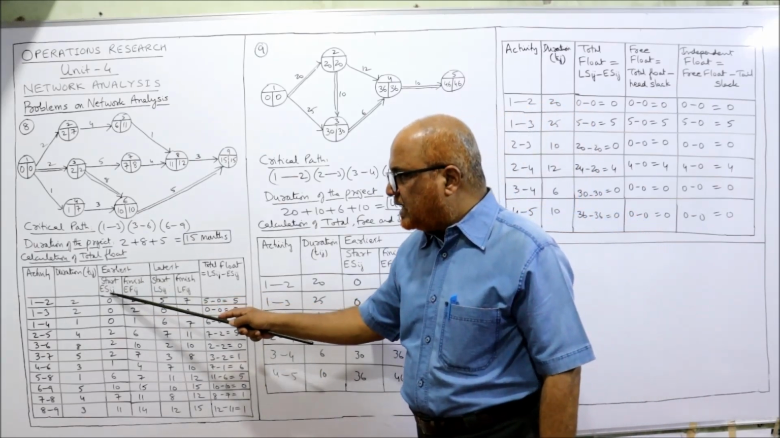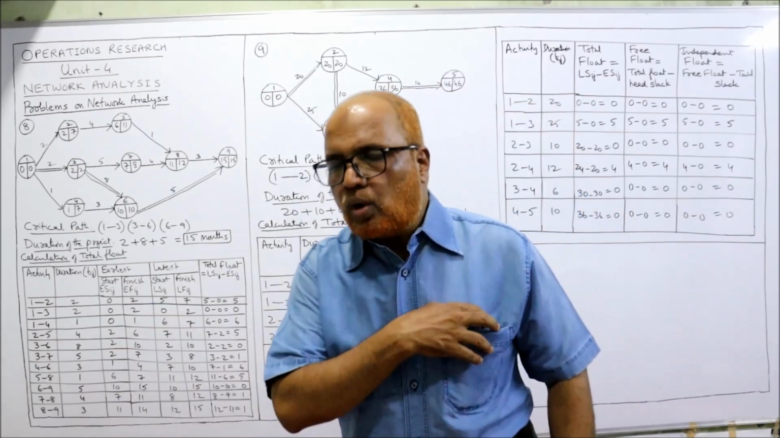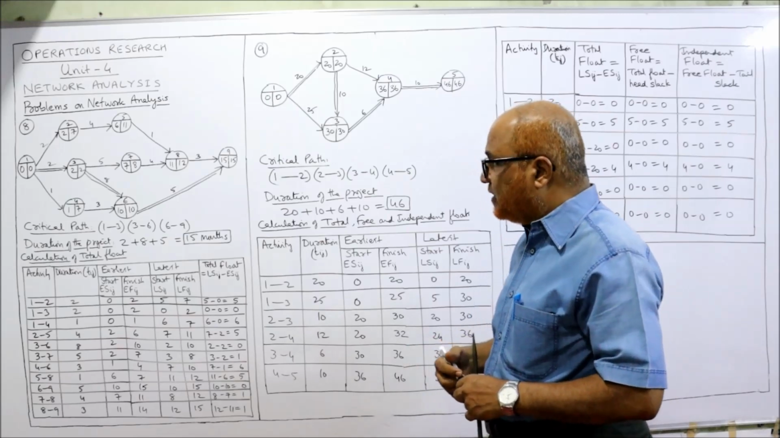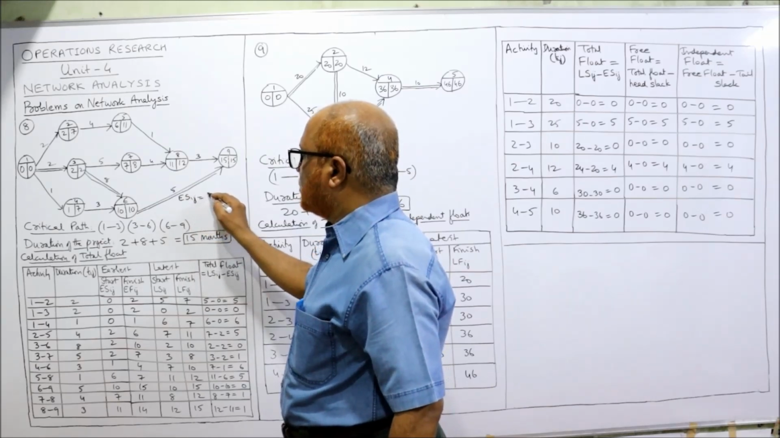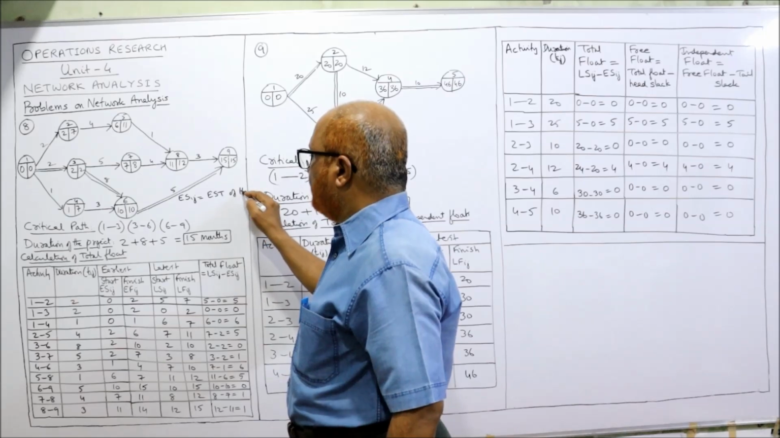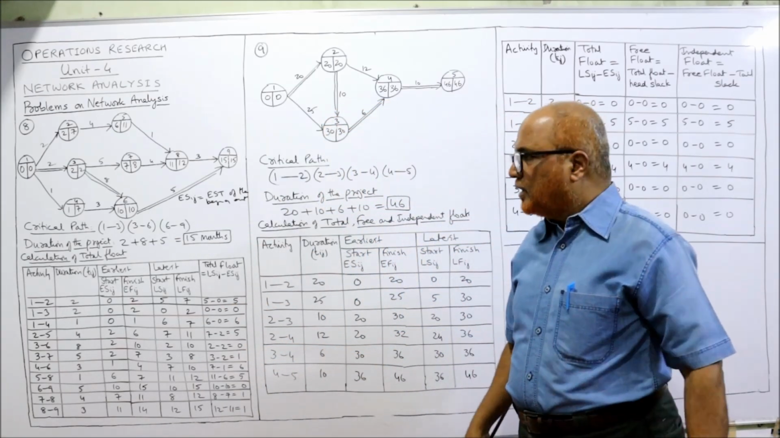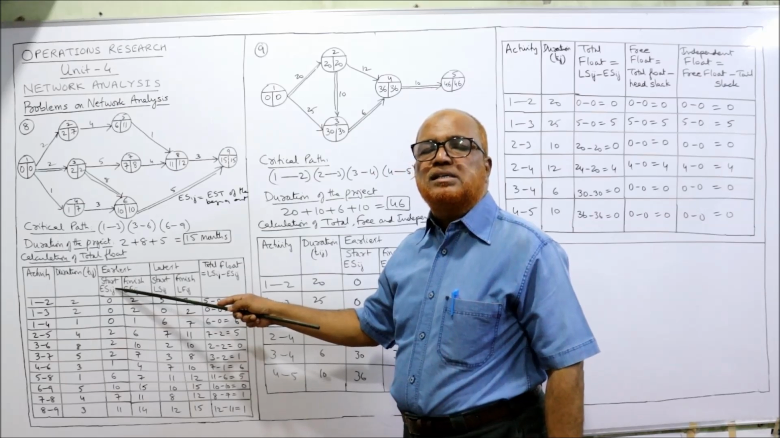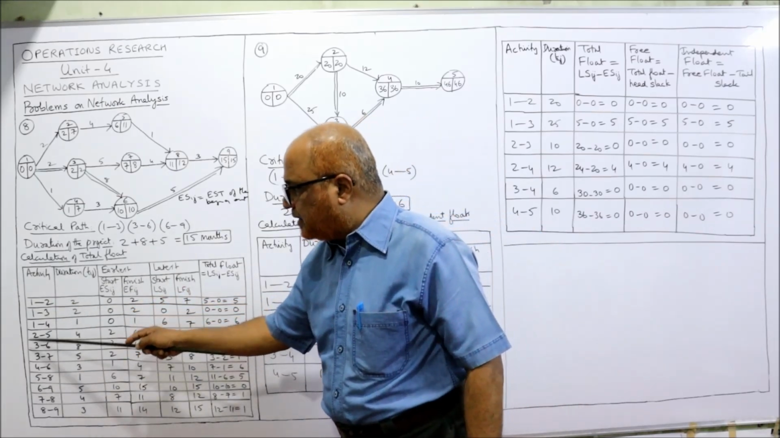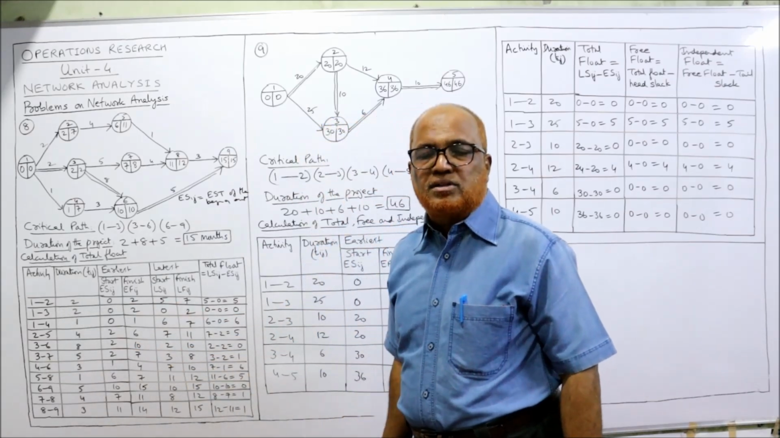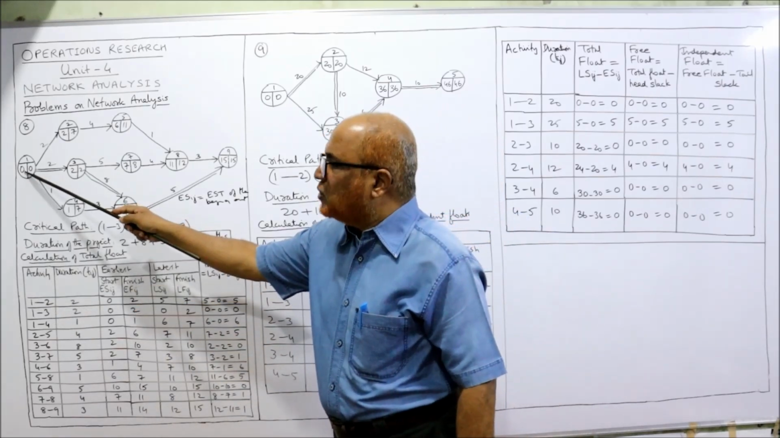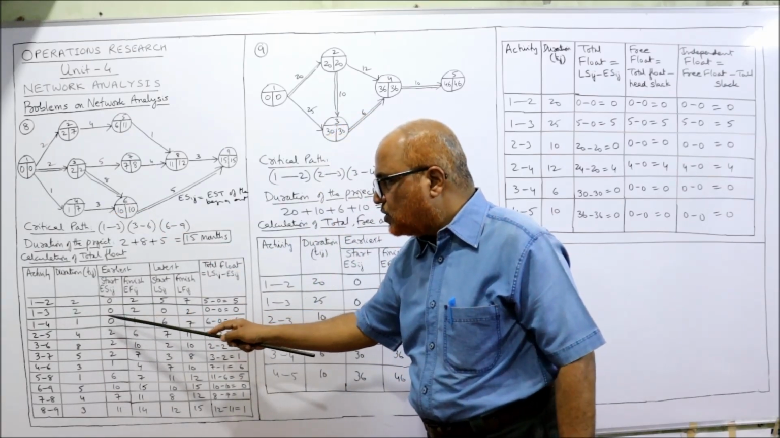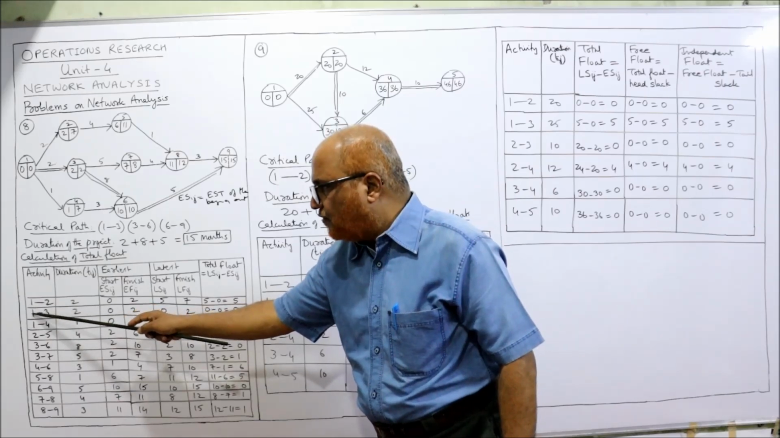Now, first of all, ESIJ. ESIJ is equal to the earliest start of the beginning event. Already in the previous problem, I have explained this to you. You have to remember ESIJ is equal to EST of the beginning event, the starting event. First number is the beginning event and the second number is the ending event. We want the beginning event's EST. Beginning event is 1. What is the EST of 1? 0. So here I have taken 0, 0, 0 because the beginning event is 1.